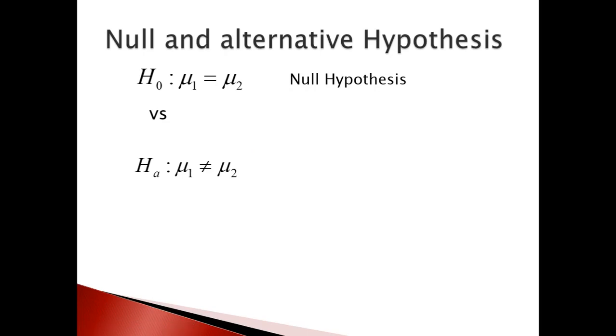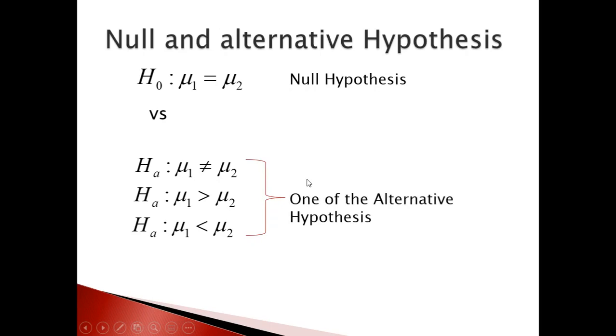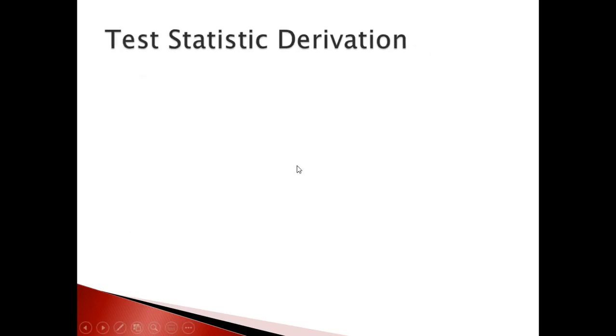We have three different options for alternative hypothesis and it is based on your question. So one outcome is HA is mu1 not equal mu2. The other one is mu1 greater than mu2 and the last one is mu1 less than mu2. So altogether we call this alternative hypothesis and one of these alternative hypotheses you can use related to your question.